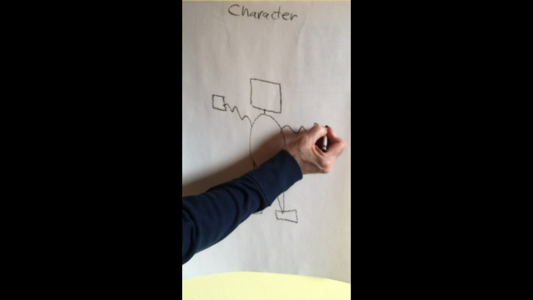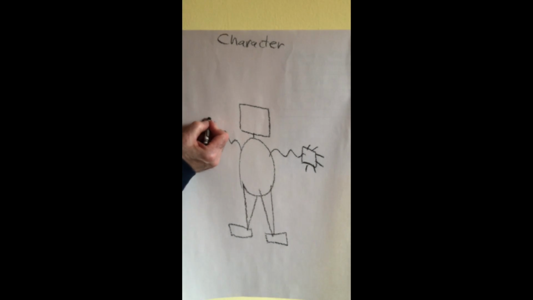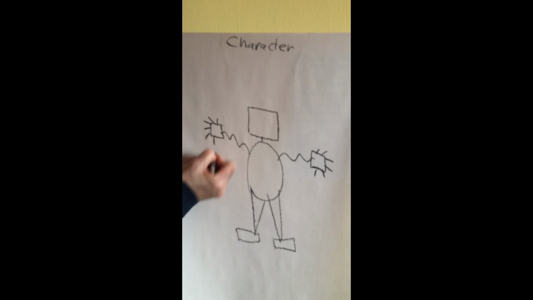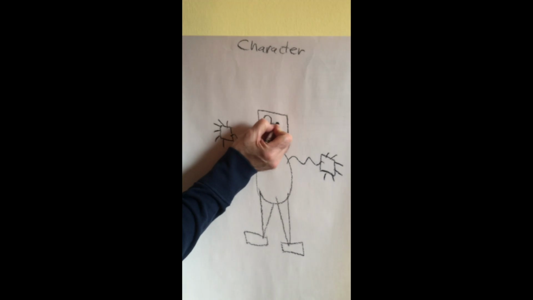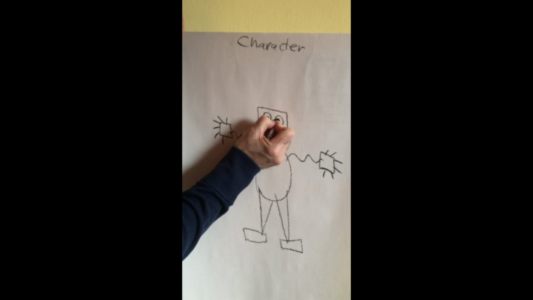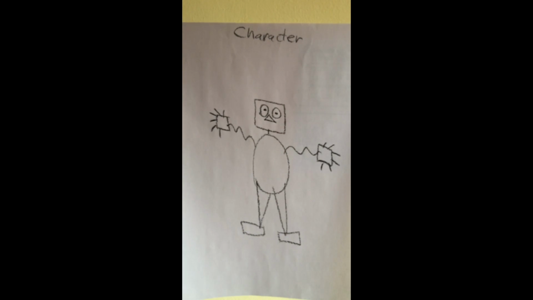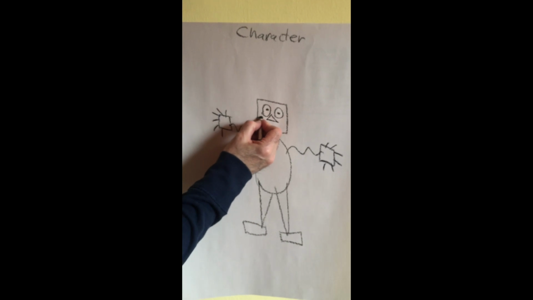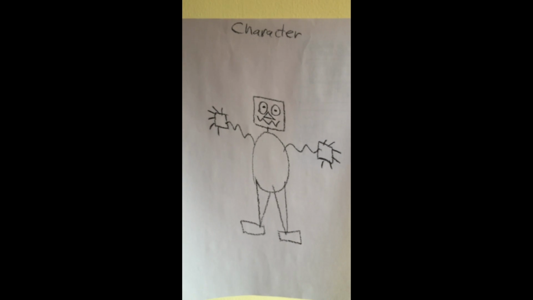My character has 1, 2, 3, 4, 5, 6 fingers. My character has oval eyes with little dots. My character has a triangle nose. My character has a zigzag mouth. He looks like a robot.